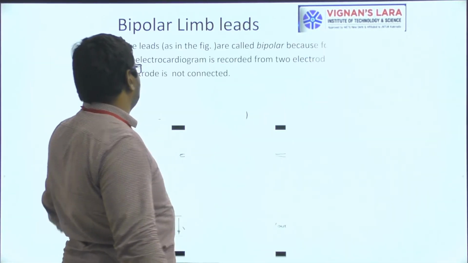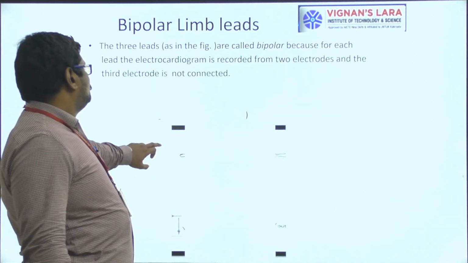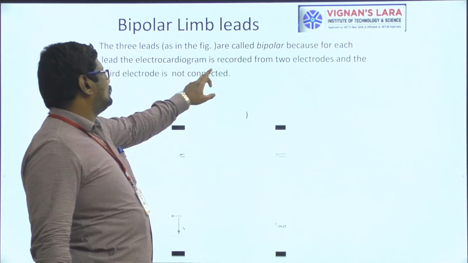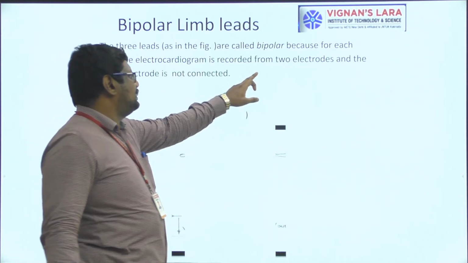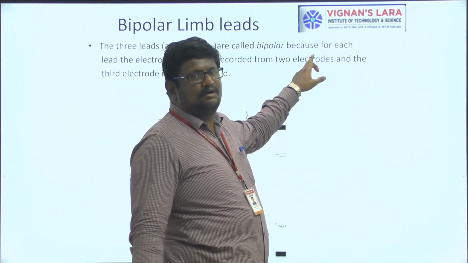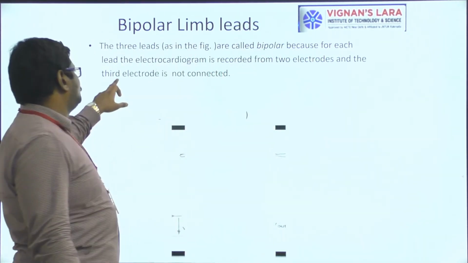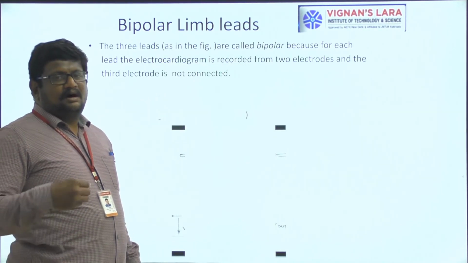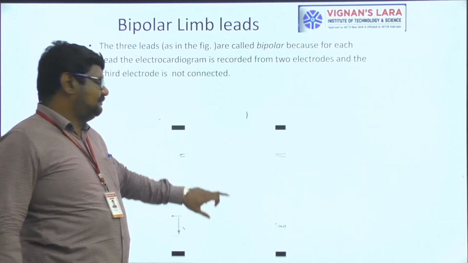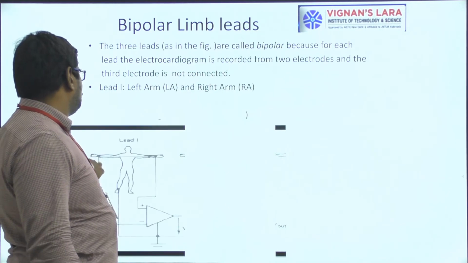So we can see it very simply. Each electrogram is recorded from 2 electrodes. Why it is called bipolar is simply written here: because of 2 electrodes. Bi means 2. And the third electrode is not connected. Always one particular electrode is left alone without any connection.